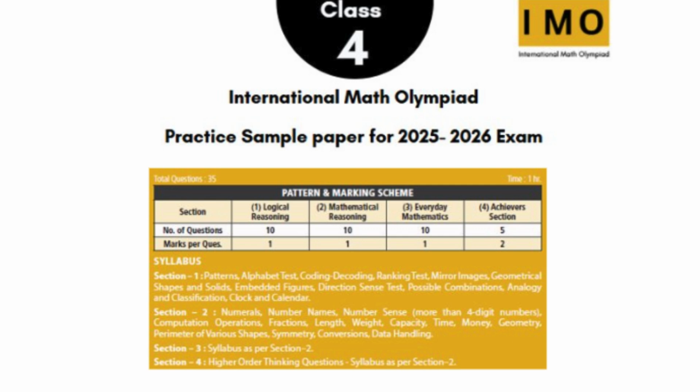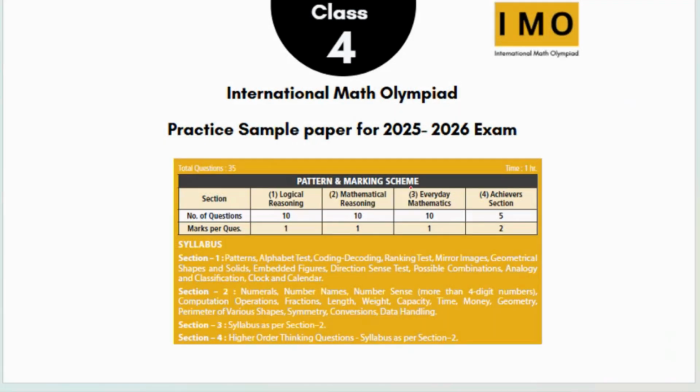So everyone, we all know that our Olympiad exams are approaching. So that's why we are here to discuss one of the sample papers for grade 4. The total number of questions will be 35, in which 10 questions of logical reasoning, 10 questions of mathematical reasoning, 10 questions of everyday mathematics, and 5 questions of the achiever section will be there.